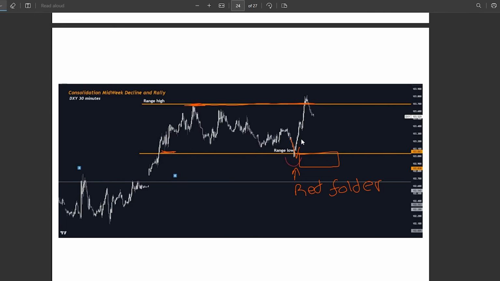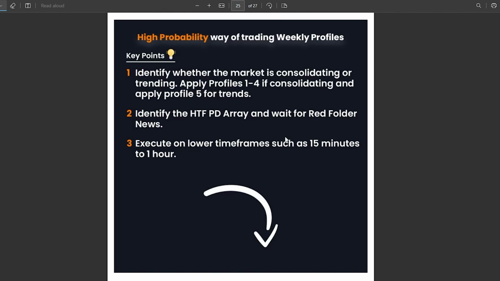So this is our fifth weekly profile, that is consolidation, midweek, rally and decline. And this is the only profile that considers breakouts and breakdowns, and the other four profiles were for ranging markets. Okay, so the first four profiles, 1 to 4, were for ranging markets, and the fifth profile is for breakdown or breakout scenarios. Now let's move on to our last topic, that is the high probability way of trading weekly profiles.